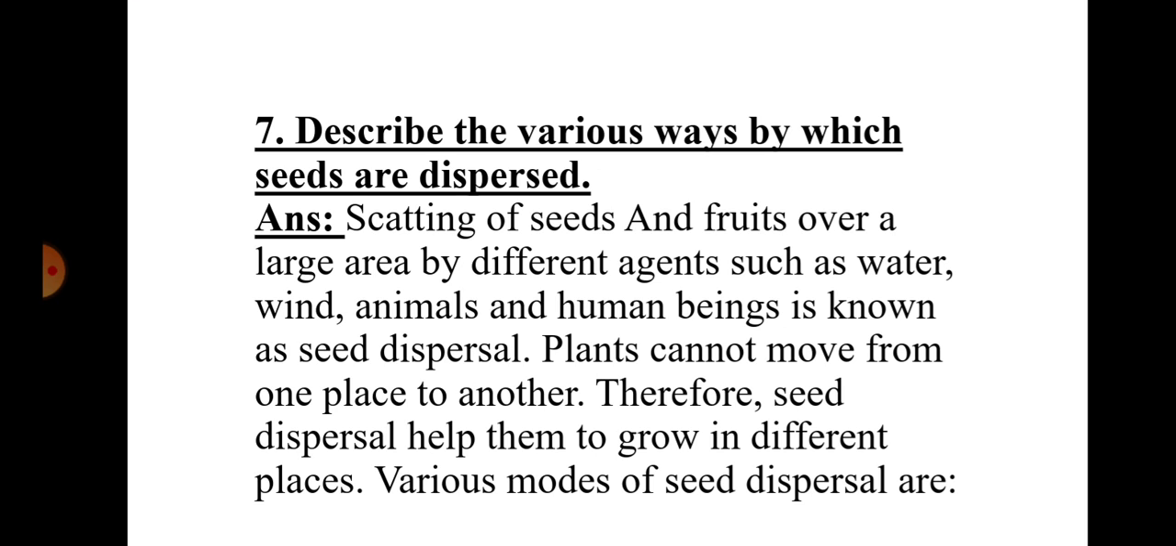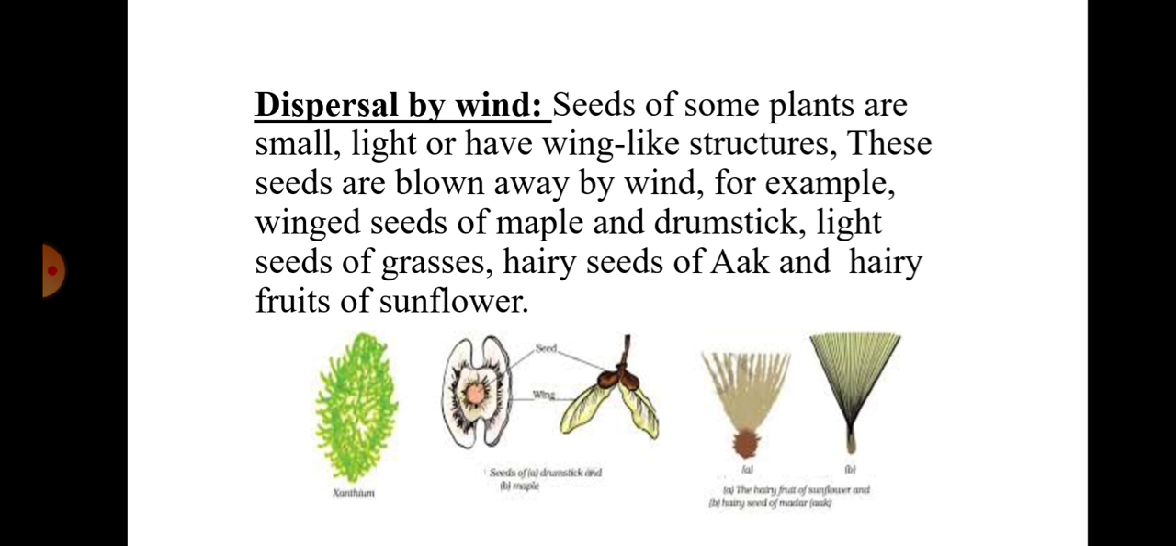Various modes of seed dispersal are: the first one, dispersal by wind. Seeds of some plants are small, light, or have wing-like structures. These seeds are blown away by wind. For example, winged seeds of maple and drumstick, light seeds of grasses, hairy seeds of oak, and hairy fruits of sunflower. You see the picture, okay.